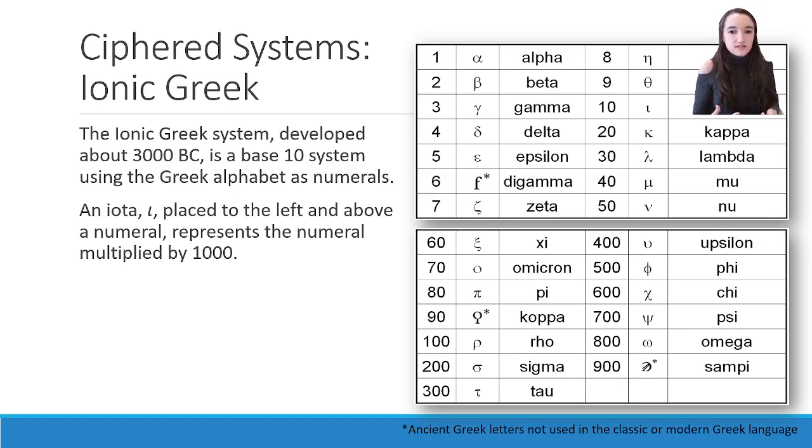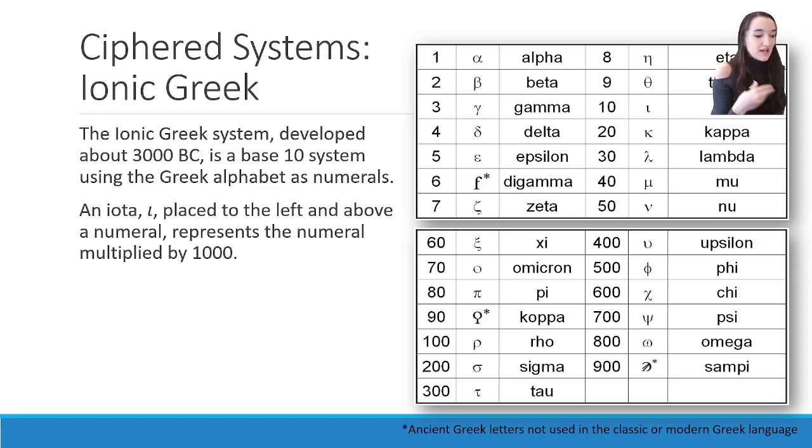But for example, now ciphered systems are used all over the place, but we will look at the Ionic Greek system, which uses the Greek alphabet as its numbers. So in the Ionic Greek system, which was developed in about 3000 BC, it is a base 10 system just like ours is, and we'll get a little bit more into that later, where we have, notice, many different symbols being used.